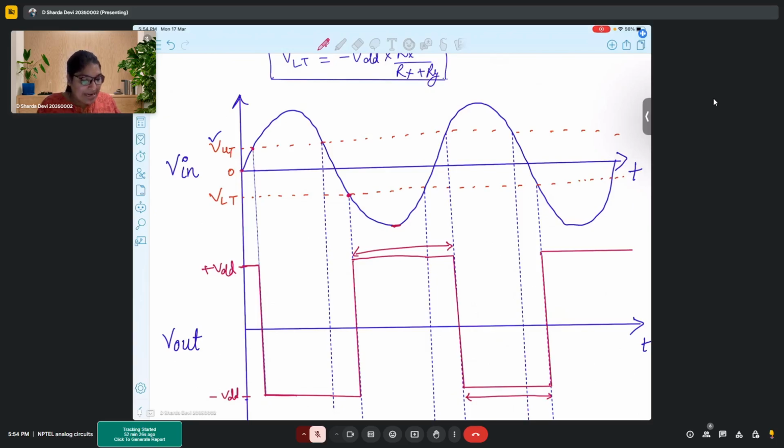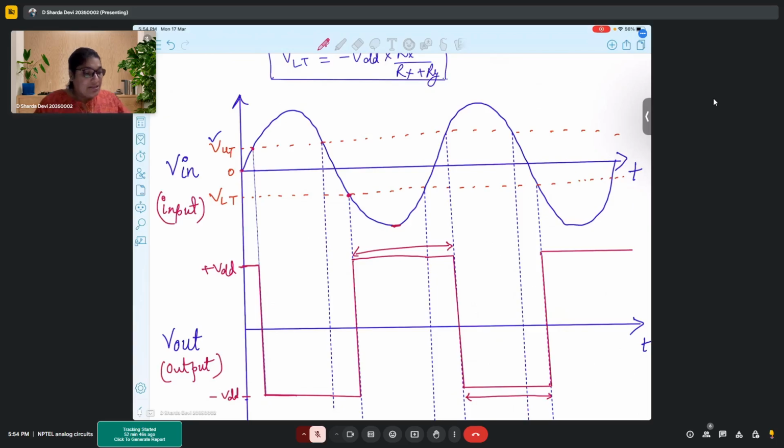So all of you, did you understand the Schmitt trigger? Yes. Any doubts on the Schmitt trigger working? Anyone? Is the Schmitt trigger clear?